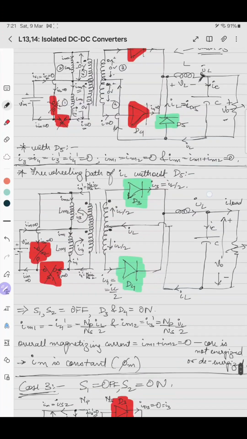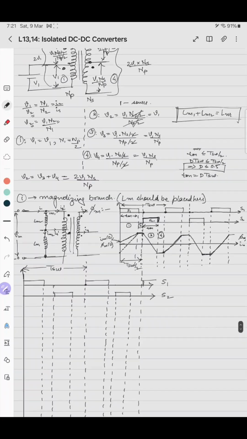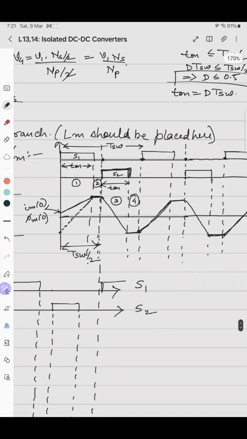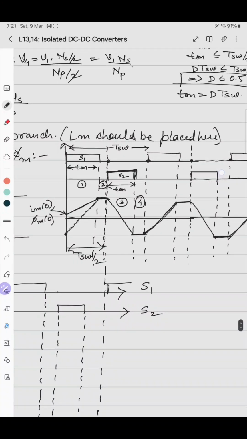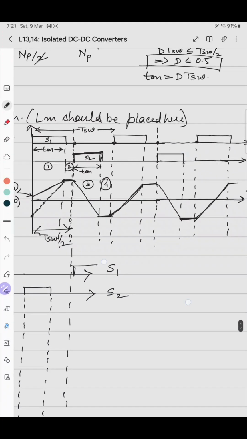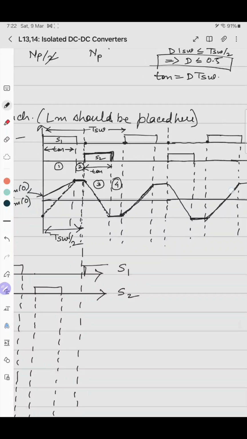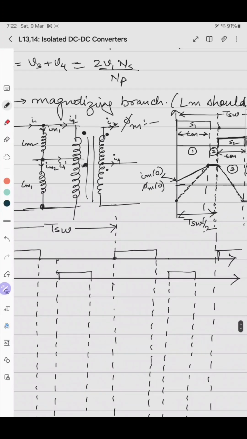And as we saw, this is the nature of magnetization and demagnetization of the core. It starts with an initial value, which is positive or negative, and based on this switching pattern, this is the waveform of the IM or phi M. The core is magnetized, constant, demagnetized, and demagnetized means it goes in the other direction. The IM current becomes negative, rising in the other direction. Then again it becomes constant, then it falls in the other direction and rises in the positive direction. So this push-pull converter is a two-quadrant device.